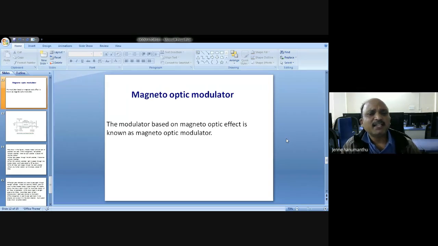Otherwise, the magnetic principle, this property will change the material refractive index. So when the material refractive index is going to be changed, no doubt the light parameters are deflected, the light beams are simply varied or simply modulated, isn't it? That's the magneto-optic modulator.